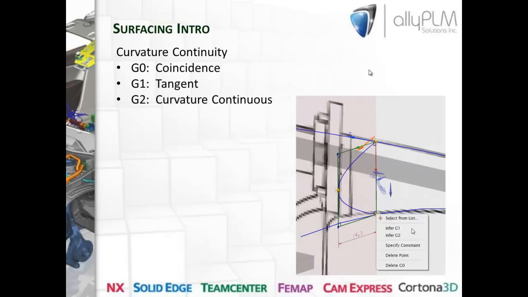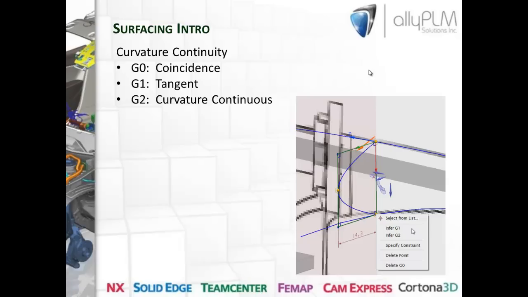One of the big things we want to talk about, or at least mention in this presentation, is curvature continuity. So we have G0, G1, and G2. If you've done any Class A surfacing or you work in this environment, you probably live with these curvature continuous tools. G0 is just coincident, meaning that the curves are together, connected, or even a surface is connected. G1 is tangent, so at the point where they're connected, they apply a tangency. And curvature continuous is not only tangent, but it has the same radius at the connecting point between the curves.